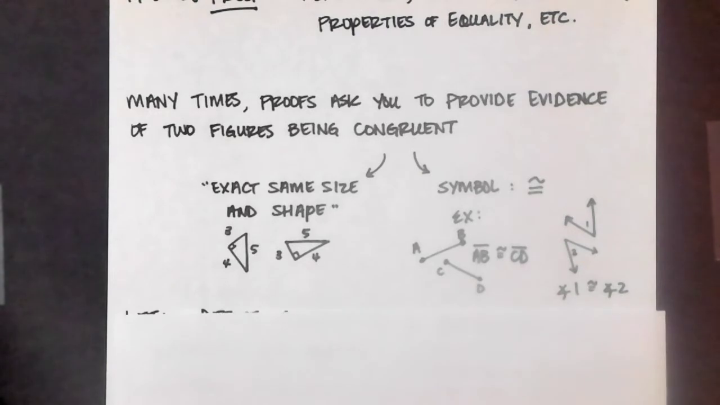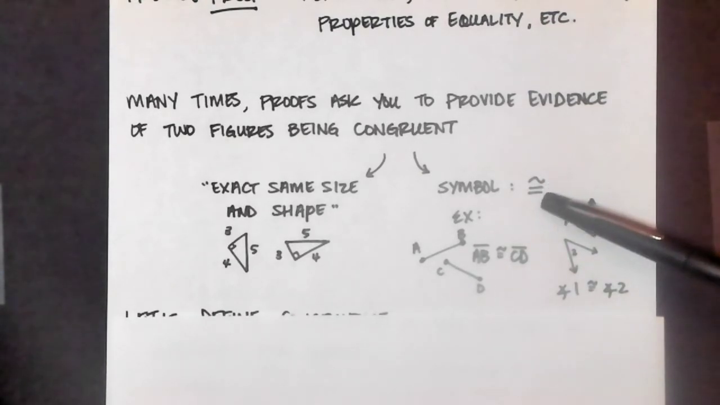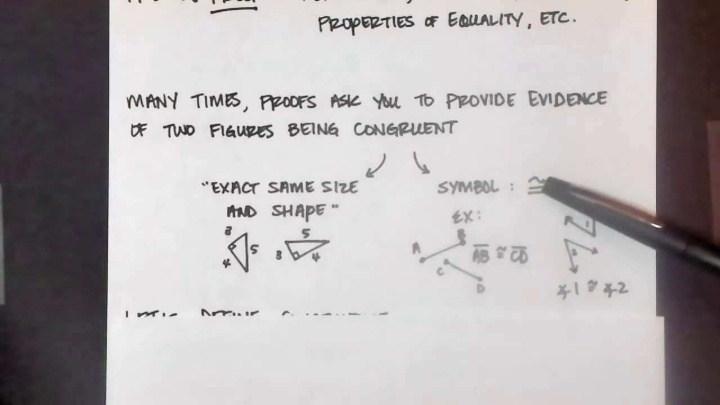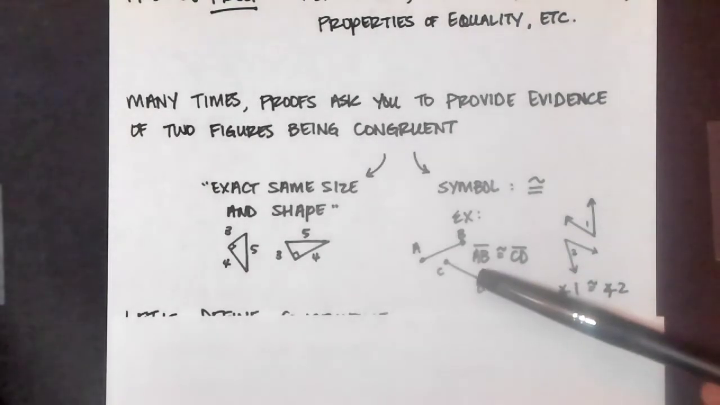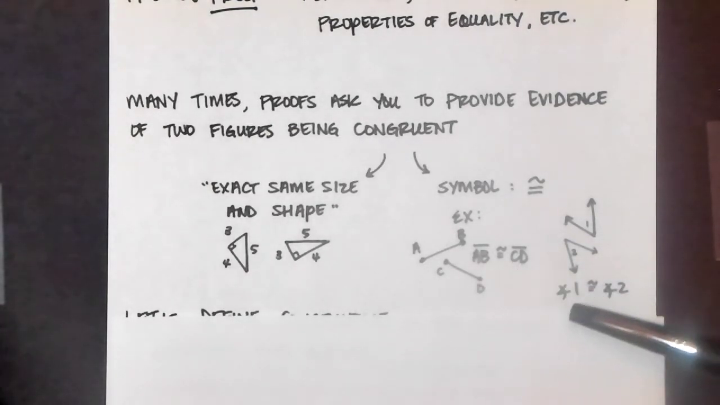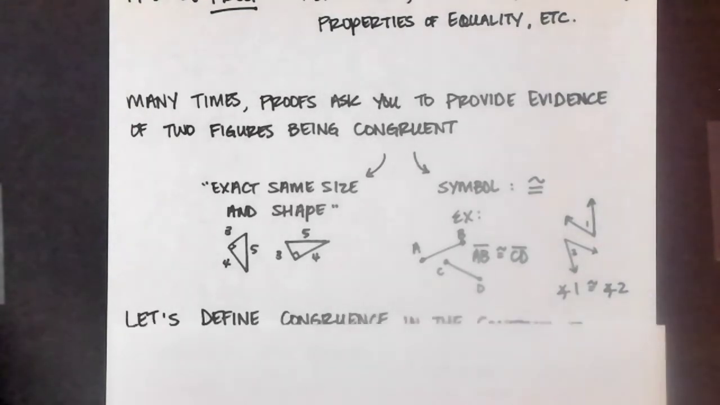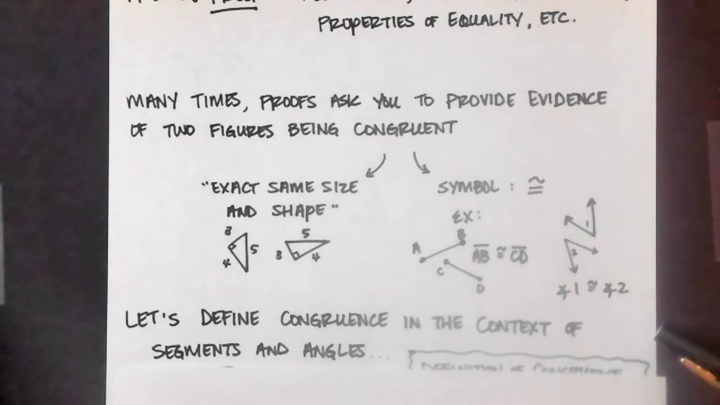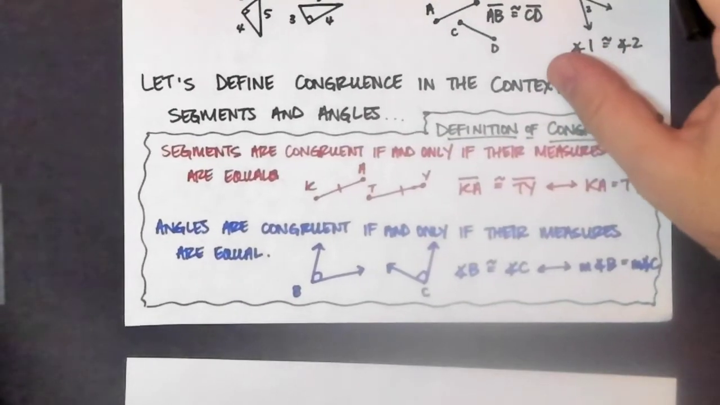Now, when we write congruent statements, we use this symbol right here. It looks like an equal sign, but it has this squiggly line above it. It's called a tilde. Some examples of congruent statements might be segment AB is congruent to segment CD, or angle 1 is congruent to angle 2. So let's define congruence in the context of segments and angles.